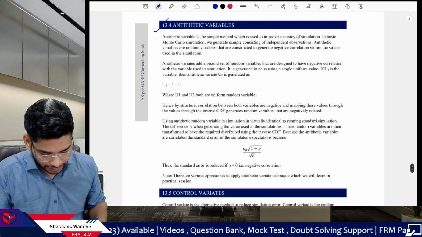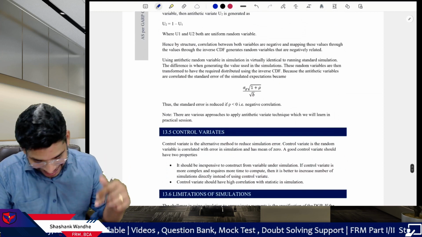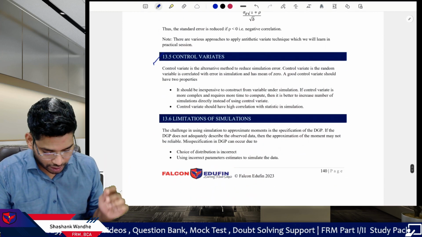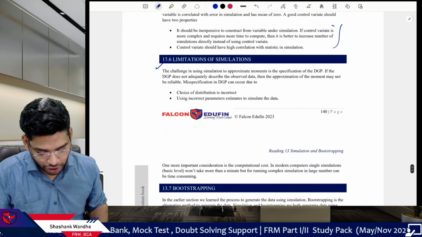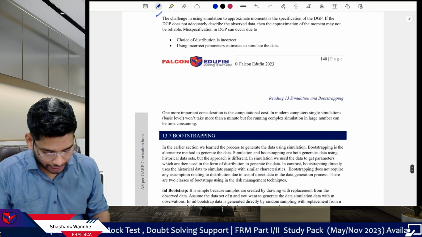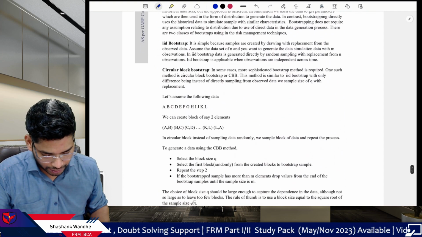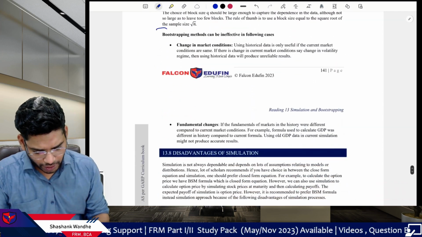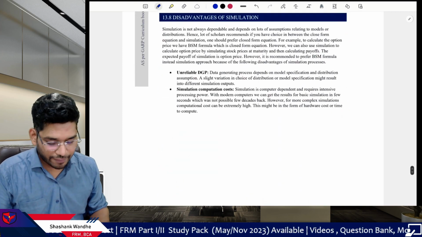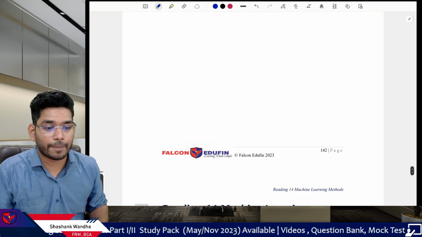Then antithetic variables, understand what is antithetic variable, what is control variates, understand and remember these bullet points. Limitations of simulation. Okay, then we have bootstrapping, so understand it. Okay, and then bullet points, remember. Disadvantages of simulation, remember. Okay, like this.